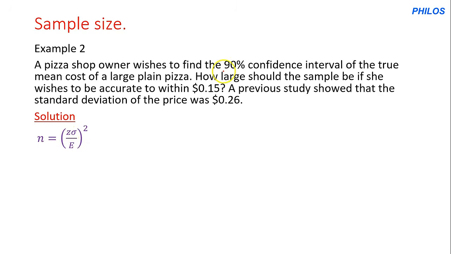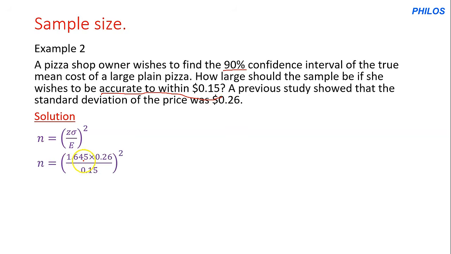Now, according to the question, for 90% confidence, remember the z-score is 1.645 or 1.65. And then the question says to be accurate within 0.15. So whenever you see a statement like this, you should know that is the margin of error. Okay. And then the question also gives us standard deviation of 0.26.